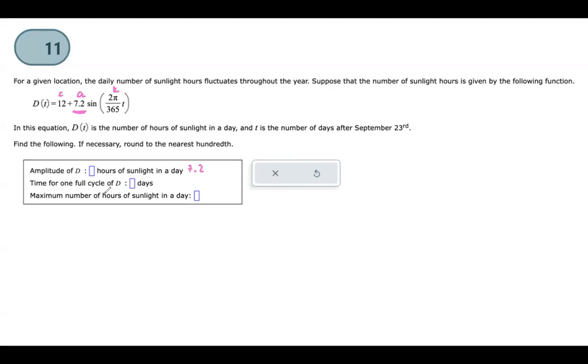So let's go for the maximum number of hours of sunlight in a day because it's related to the amplitude and the C, because those affect the Y. So if you were to sketch the graph, we're gonna have a midline at 12. So that's gonna be your midline. And the amplitude is gonna be based on the midline. So it's gonna go plus 7.2 and minus 7.2.